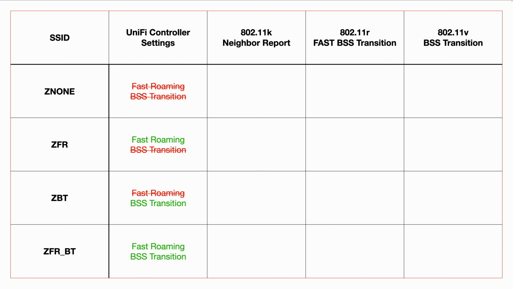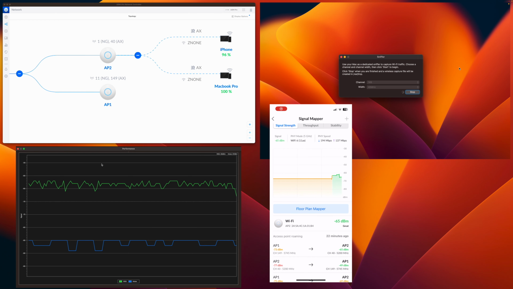I prepared this spreadsheet for the 4 different SSIDs. I list out the UniFi controller settings here, and then I will check the 3 IEEE standards one by one to see for each SSID whether they are supported or not. Okay, let's jump to the testing.